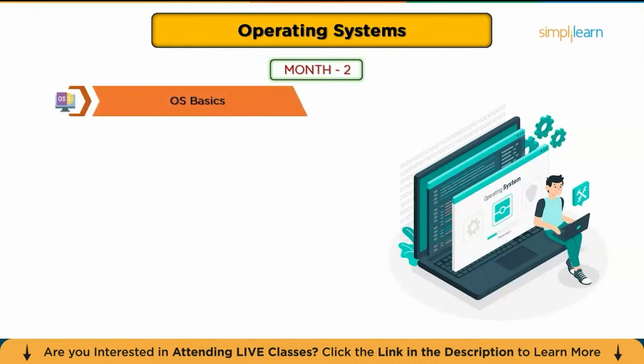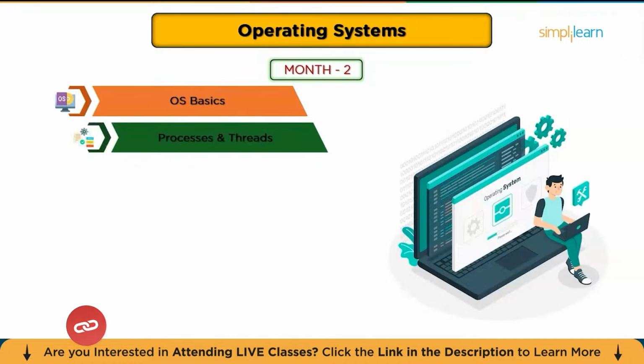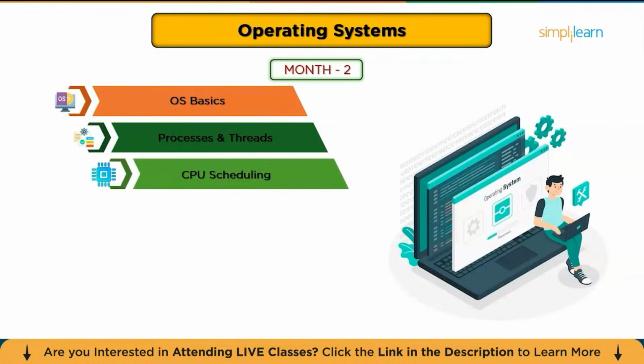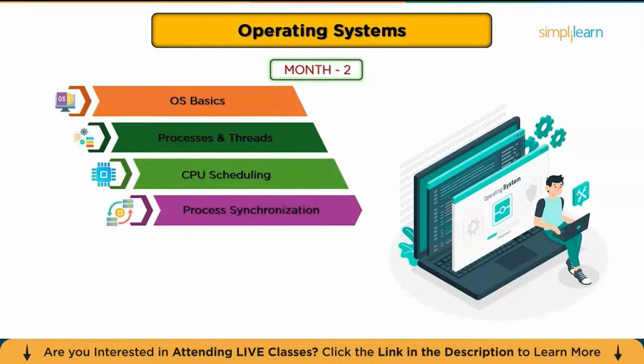First one is OS Basics. This is the foundation, understanding what an operating system does and how it works. Then comes processes and threads. You can get familiar with the process life cycle and how threads are managed within processes. Then next comes CPU scheduling. Learn how tasks are assigned to CPU resources and how time is allocated for different processes. Process synchronization. This ensures that processes don't clash with each other while running.